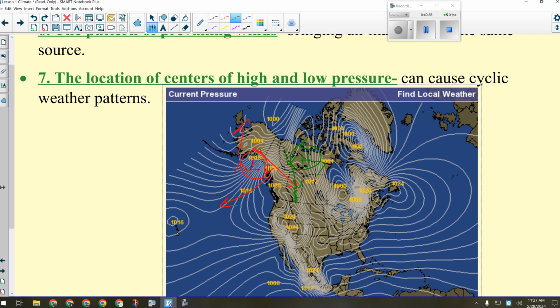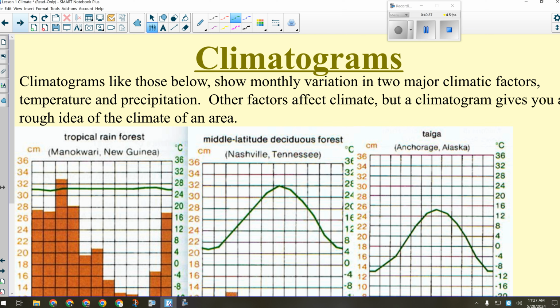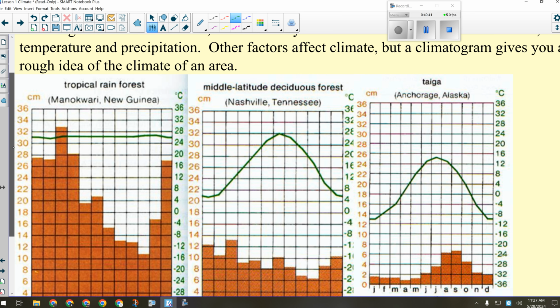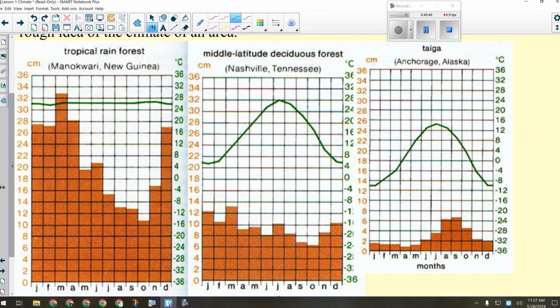Okay? All right. We will talk about climatograms just briefly here, guys. Okay? And then we'll pick up with them again tomorrow. But so a climatogram doesn't show you all the 4 components of climate. Okay? It only shows you temperature and precipitation. But it shows it by month.